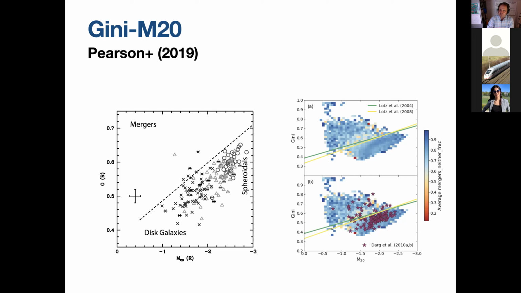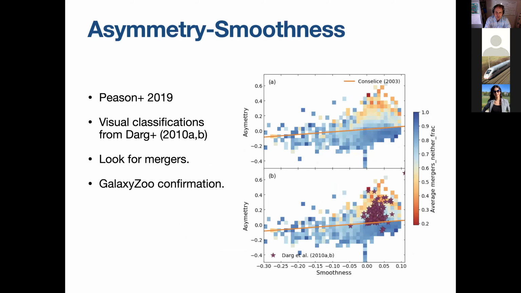And so you see that most of the people seem to say, yeah, neither for the majority, but just above that line, the green or the yellow line from Jennifer Lotz, like, yep, that's where actually the fraction goes lower, and people start to think, yeah, that could be a merger. And then you can also look at an expert classification from Darg, for example. It's like, where do those galaxies that he identified as merging galaxies lie? And you realize that the majority lie below the line. So it's quite hard to calibrate and get different techniques to agree with each other.